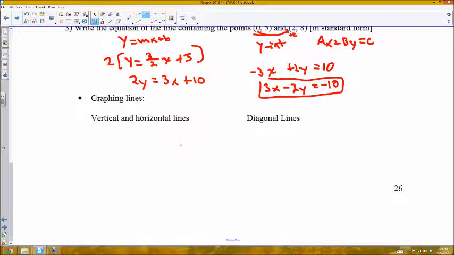Now, graphing lines. Horizontal and vertical lines, those are pretty straightforward to graph. Vertical lines straight up and down, horizontal lines left to right. Diagonal lines, in order to graph them, you need to know 2 things. You need a starting point and a direction. Now the direction can be given to you in one of 2 ways. It could be a second point, or it could be the slope. So we're going to look at a couple of examples of graphing each type.